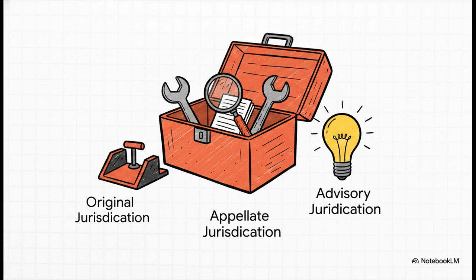And here's that structure. It really just boils down to these three main tools. You've got original jurisdiction, which is when the court is the first one to hear a case. Then you've got appellate, where it reviews a decision from a lower court. And finally, advisory, where it acts like a constitutional consultant. That's pretty much it. If you can get your head around these three, you're most of the way there.